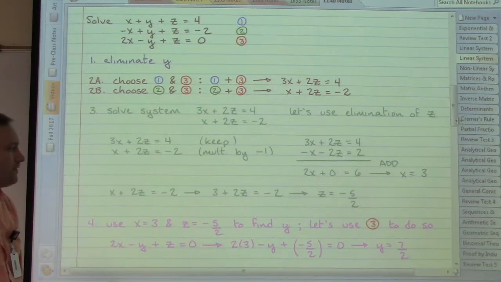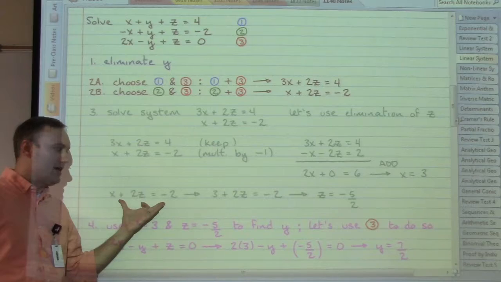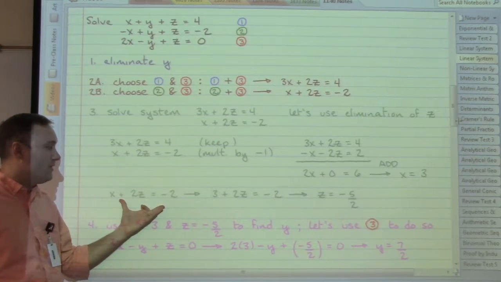Based on either the first or the second equation, here you see I've used the second equation, x plus 2z is equal to -2.